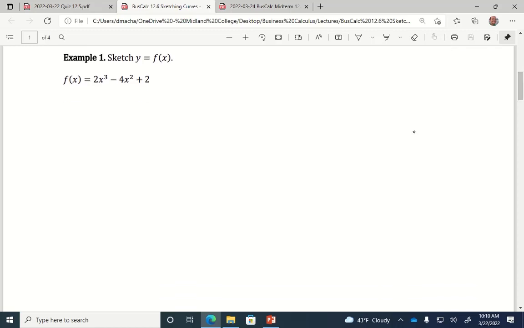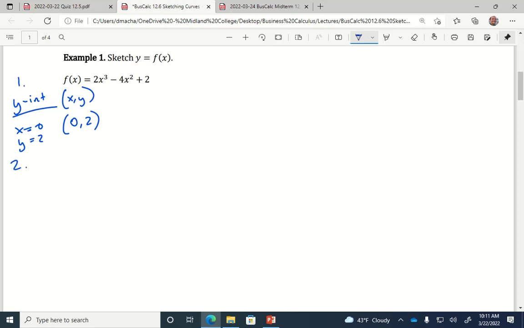So here's our example 1. We want to sketch this graph of y equals f of x. My first step is I'm going to try to see if I can find a y-intercept. So to find a y-intercept, I'm just going to plug in x equals 0. And when I plug in x equals 0, I'm going to get 2 times 0 cubed minus 4 times 0 squared plus 2. And so when x is equal to 0, y is equal to 2. My y-intercept then has to occur at (0, 2), where, remember, I'm writing coordinate pairs as x, y coordinates. That's step 1. It's pretty easy.